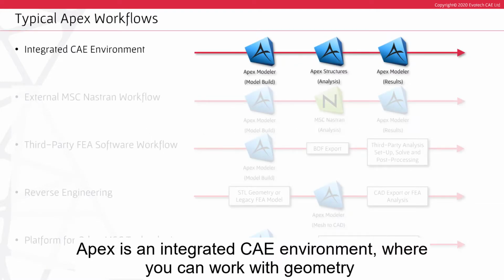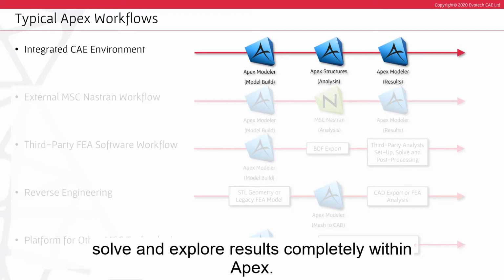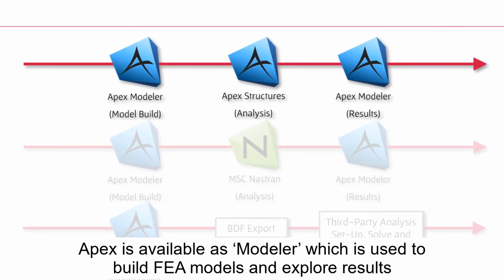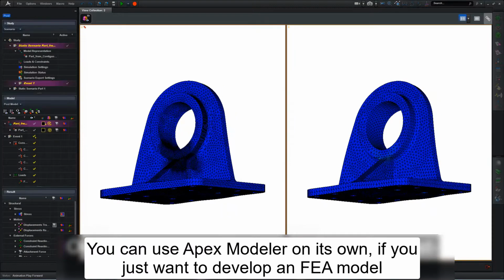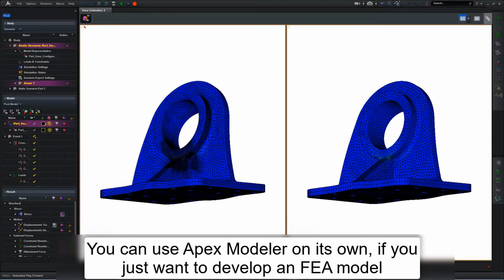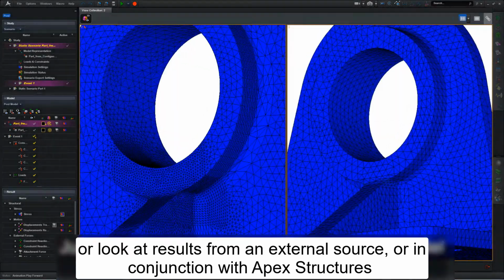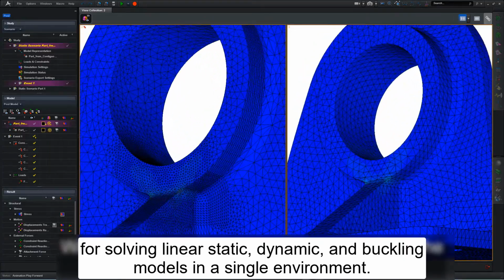Apex is an integrated CAE environment where you can work with geometry or existing FEA data, develop and verify a high fidelity FEA model, solve and explore results completely within Apex. Apex is available as Modeler, which is used to build FEA models and explore results, and Structures, which is used to solve the model. You can use Apex Modeler on its own if you just want to develop an FEA model or look at results from an external source, or in conjunction with Apex Structures for solving linear static, dynamic, and buckling models in a single environment.